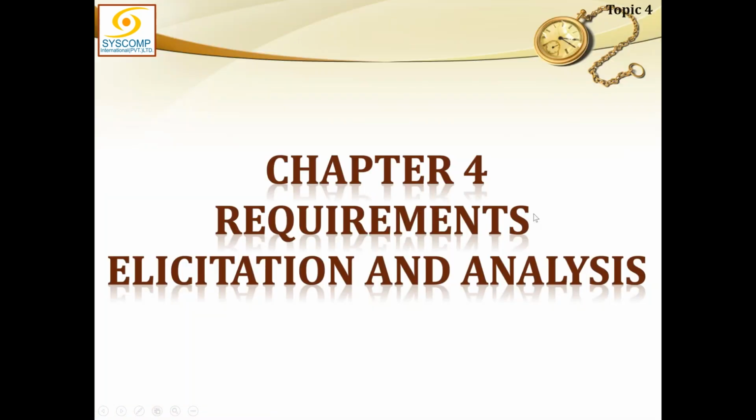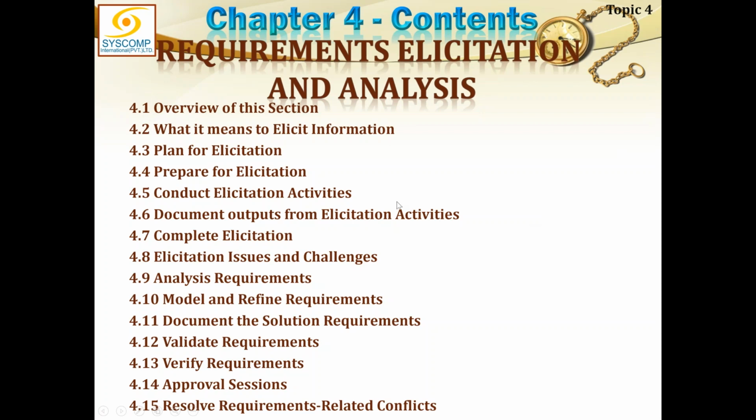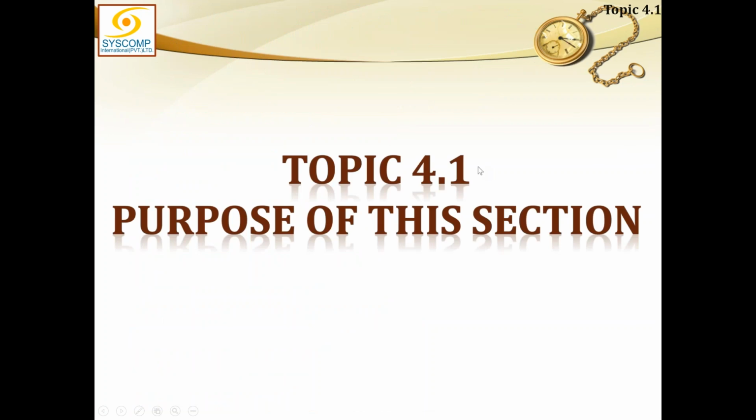This is the fourth chapter of the book, and the contents of requirement elicitation and analysis are, first of all, a little overview of the section. Then we'll talk about what it means to elicit information. Then how do you plan the elicitation effort? How do you prepare for elicitation? How do you conduct elicitation activities? Document outputs from the elicitation activities. Then how do you complete the elicitation process? What are the issues and challenges in elicitation? Then analyze requirements, model and refine your requirements, document the solution requirements, validate the requirements, verify the requirements, approval sessions, and ultimately resolve requirements-related conflicts. So this is all about requirement elicitation and analysis.